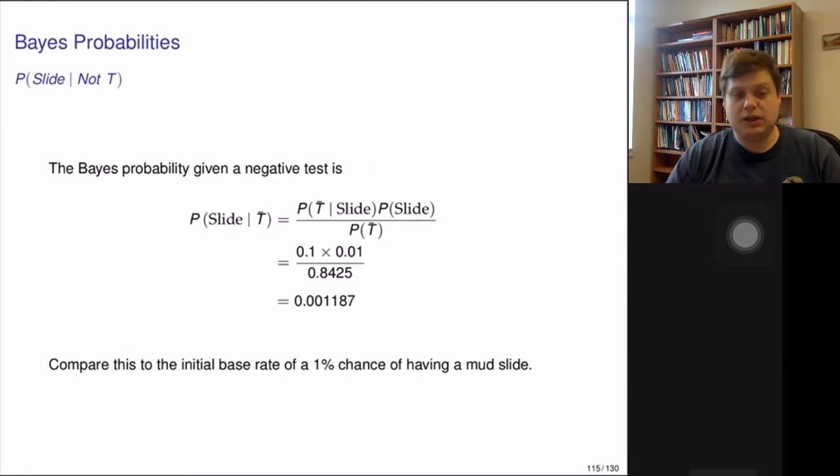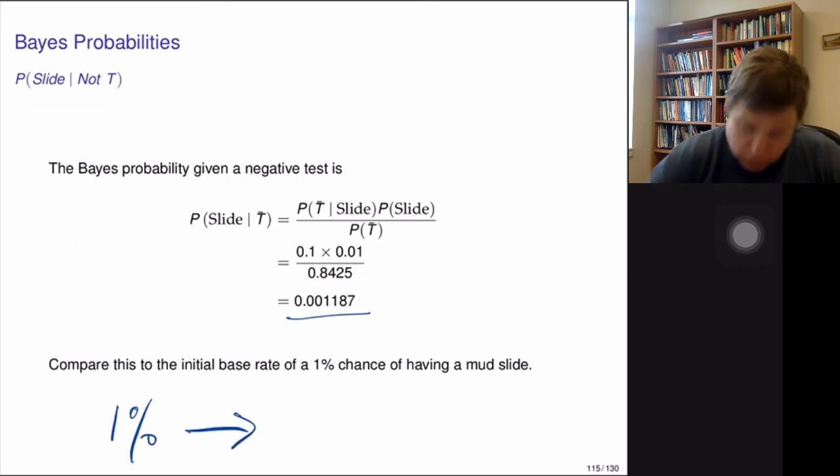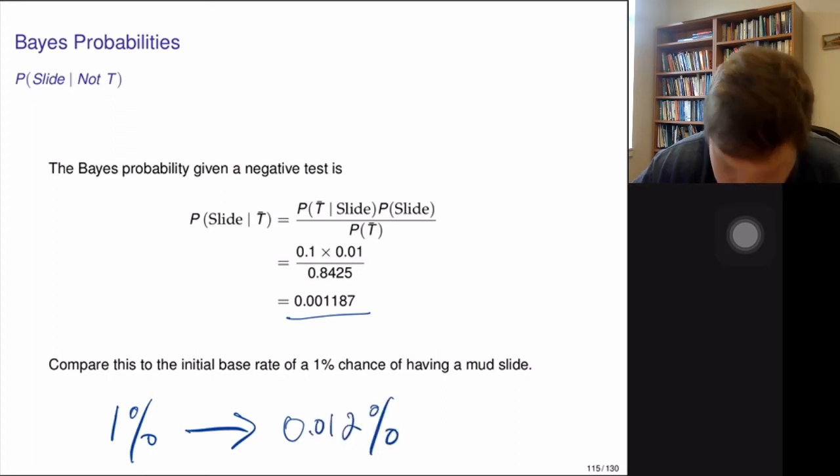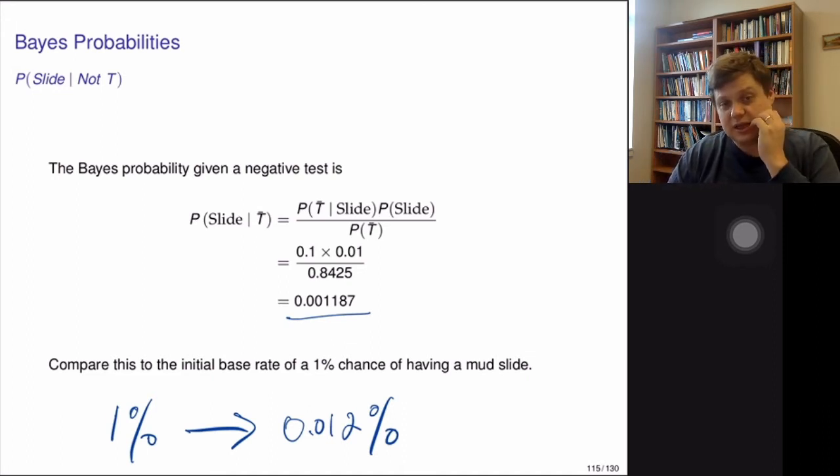And we can do the same calculations for seeing the slide if the test is negative, and it happens to be actually a very low number. You remember that the slide probability is low to begin with, and now we get an additional piece of evidence that the test says there's going to be no slide, so you would expect the probability to go down, and it actually goes from 1% to 0.012%. So roughly 1/10 of a percent. So we cut the chances of a slide happening by 10 if the test comes out to be negative.